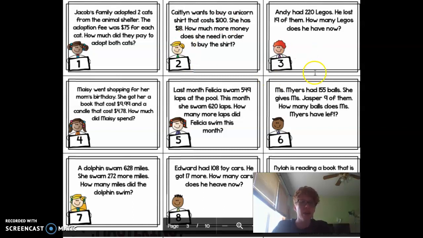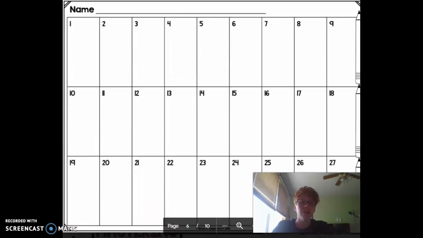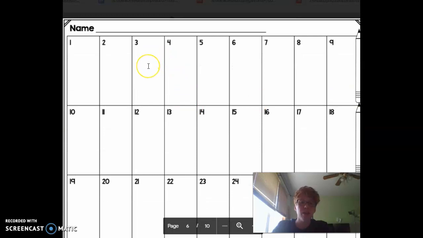Now, let's say that we were answering problem number 3. We're going to go down to our answer sheet. And in number 3, we would write either add or subtract. Okay? You can even put sub too, S-U-B. So add or subtract to show that that problem is telling you to add or subtract.